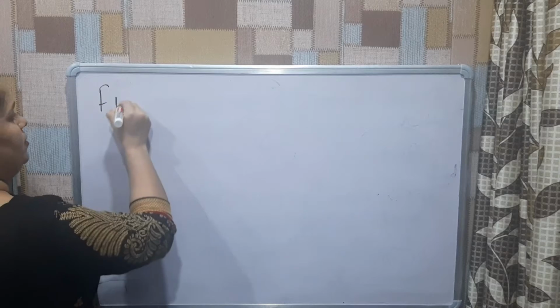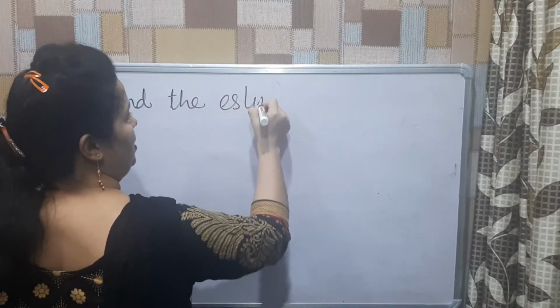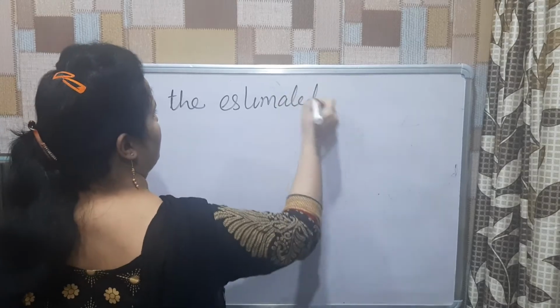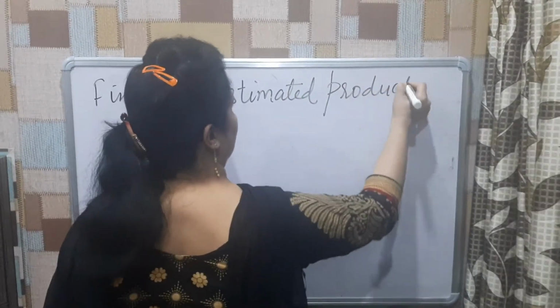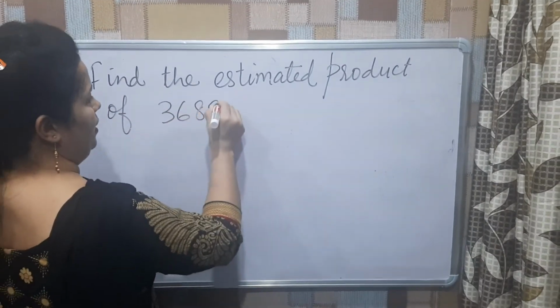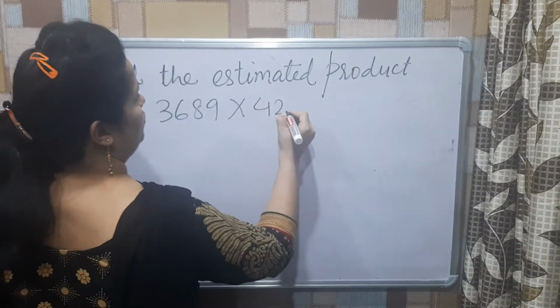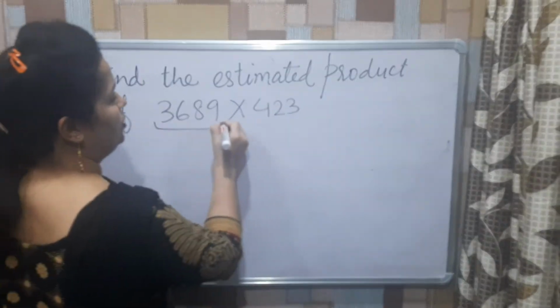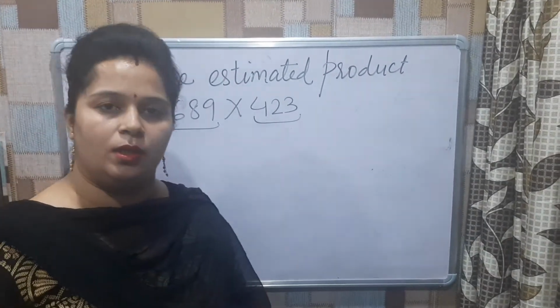Now suppose if it is there, find the estimated product of 3689 into 423. Suppose if a 4-digit number is multiplied by a 3-digit number. Children, first of all, you have to be very careful.